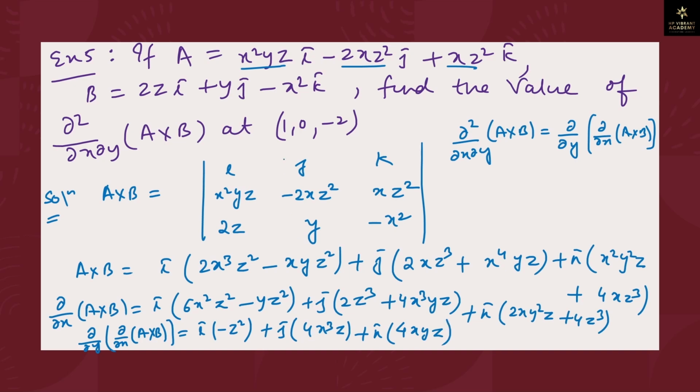We have to find the value at 1, 0, or 2. So let us place the values of x, y, z in this particular expression. So we have del 2 upon del x del y of a cross b is equal to, let us place the values. So z is equal to minus 2. So this is minus 4 i cap, and this is 4 into 1 into minus 2, so this is minus 8 j cap. After that 4 into 1, this is 0. This is minus 4 i cap minus 8 j cap. Okay.